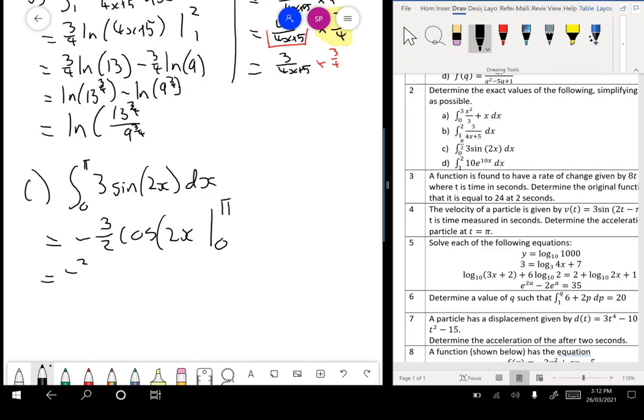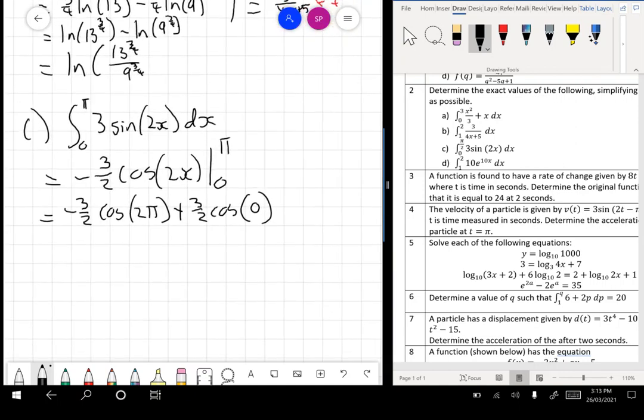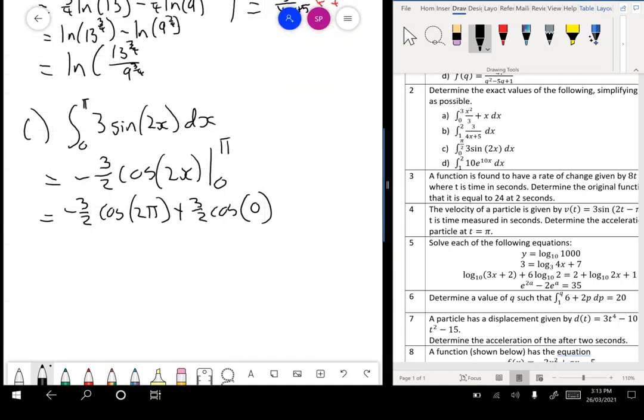So that becomes negative 3/2 cos of (oh, sorry, I forgot my bracket there) 2 pi, minus negative, so minusing away the lower bound will become plus 3/2 cos of 0. Now we just need to use our angle rules essentially here.